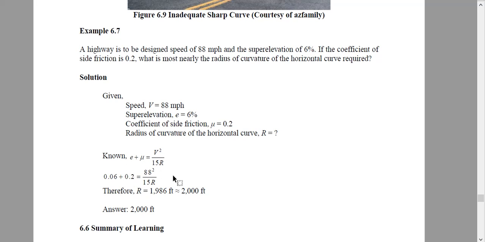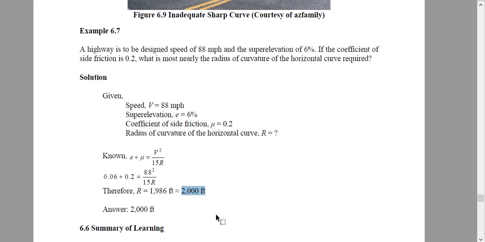Typically 0.4 to 0.8. On roadways typically 0.5, 0.6, 0.7. But here we are assuming a very smooth road. Speed is 88 miles per hour, divided by R. Then we calculate R. We need 1986, or roughly 2000 feet. We need a radius of 2000 feet. So hopefully you understood how to use this equation. E will be in fraction, V will be in miles per hour, R will be in feet.